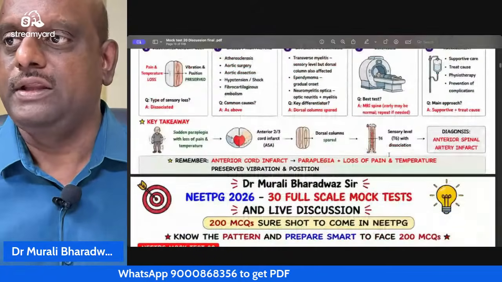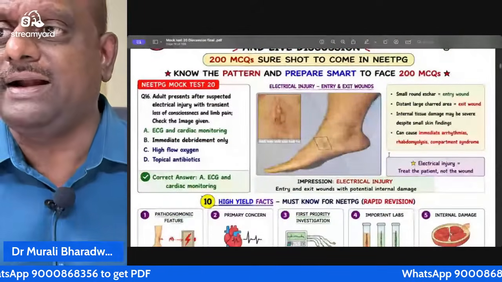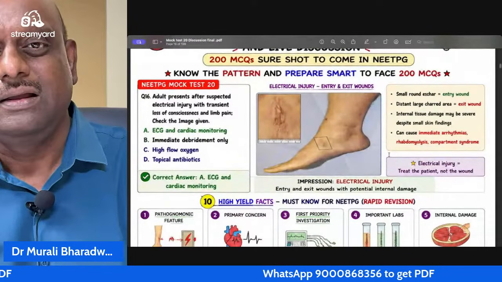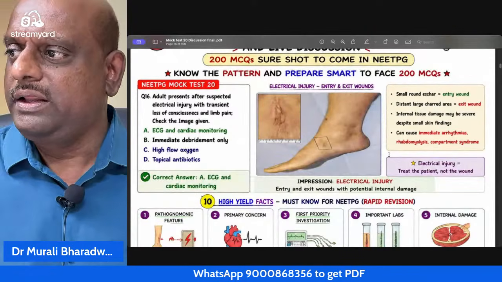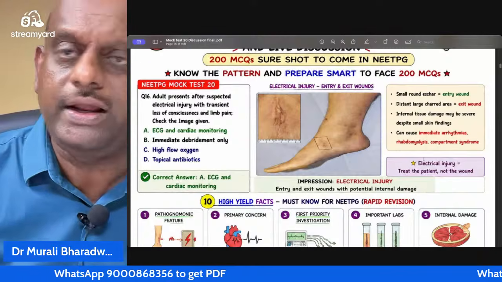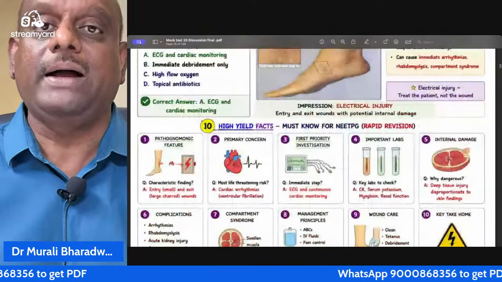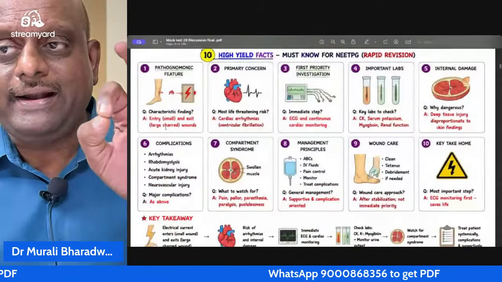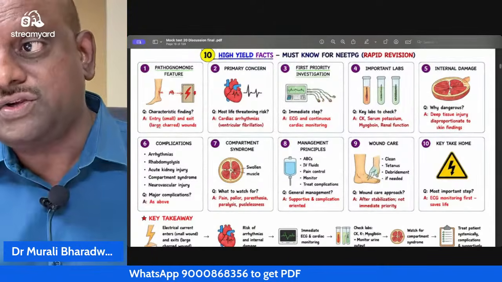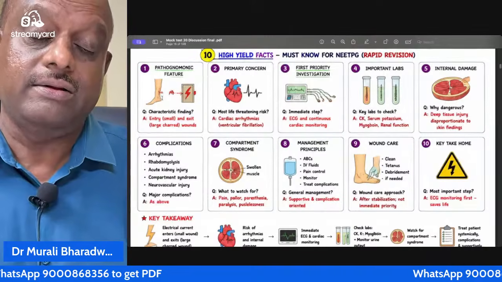Now, doctor, an adult presented after suspected electrical injury with a transient loss of consciousness and limb pain. So there is a small eschar entry wound. This is an electrical injury. Treat the patient, not the wound, is what you need to remember. So small entry and the exit, which is large and charred wound, is a characteristic feature of electrical injury.